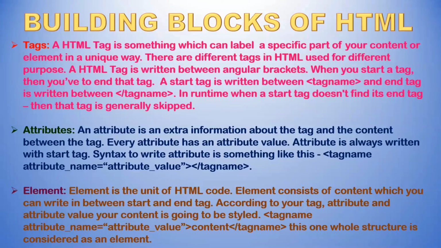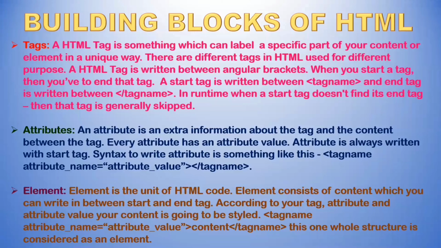So suppose you are writing a start tag, and after the name of the start tag, you have to write the attribute name, and you have to set the attribute value, and then you have to give the end tag, and that is all. So that is how you can write an attribute to format your content or style your content. So these two are basic building blocks, tags and attributes.